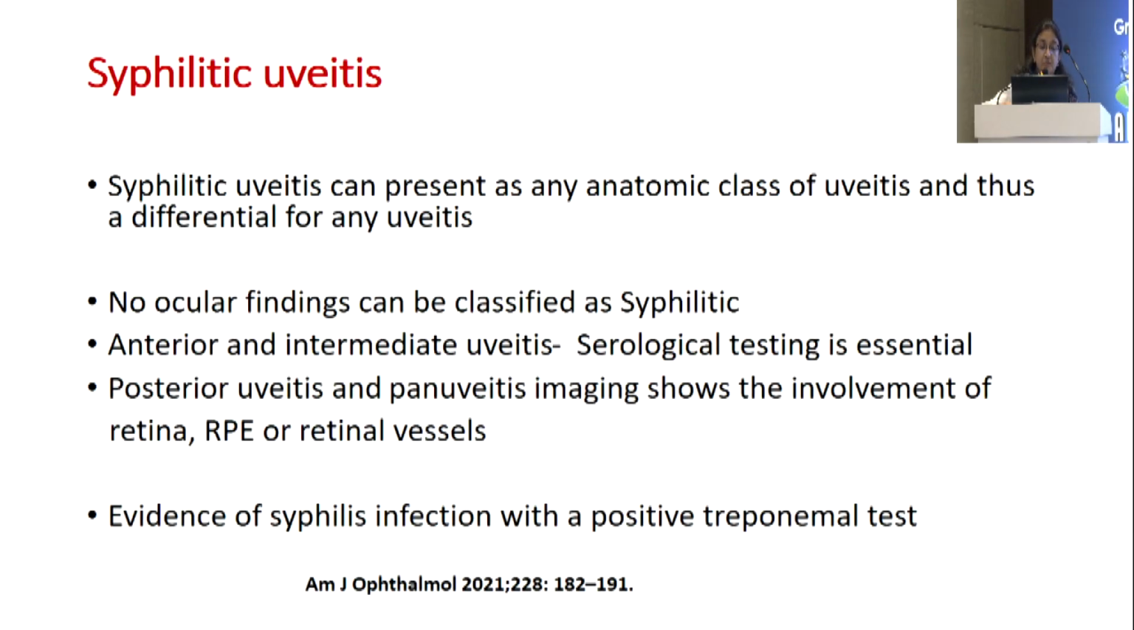Coming to syphilitic uveitis, it can present as any anatomic class of uveitis, and thus it is a differential for any uveitis presenting in your clinic. So we cannot really say that any particular ocular finding can be classified as syphilitic. In anterior and intermediate uveitis, serological testing is very essential for diagnosing it as syphilitic uveitis. It can also present as posterior uveitis and panuveitis, and imaging shows the involvement of retina, RPE, or retinal vessels.